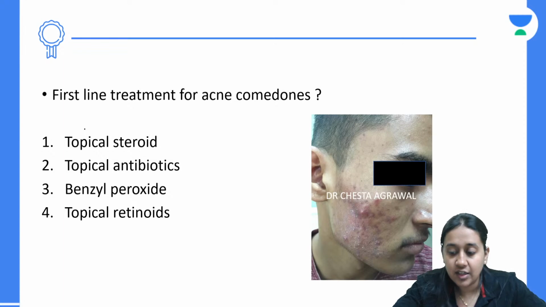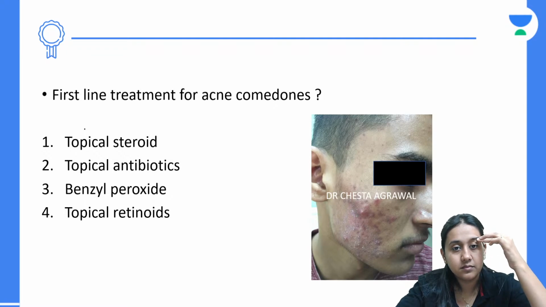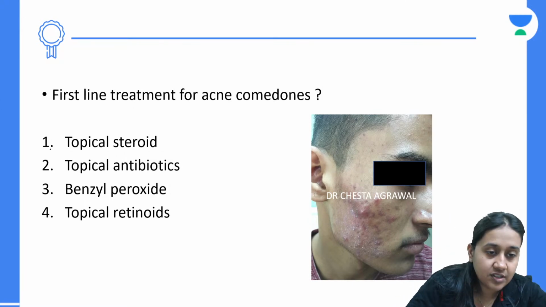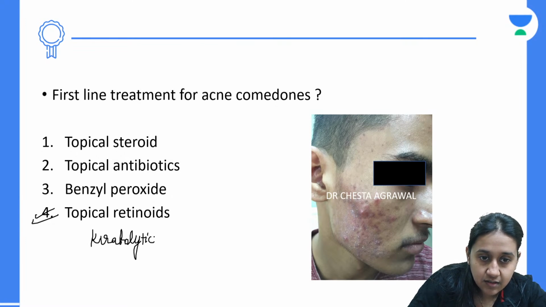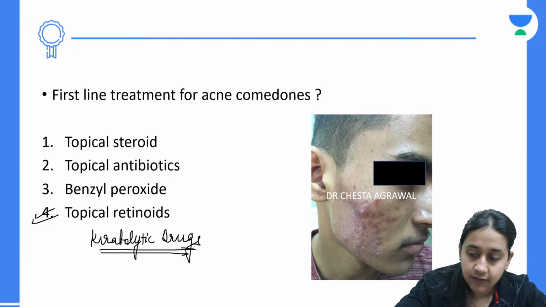What is the first line treatment for acne comedones? First line treatment for acne comedones is always topical retinoids. We need to give keratolytic drugs to take care of these lesions.